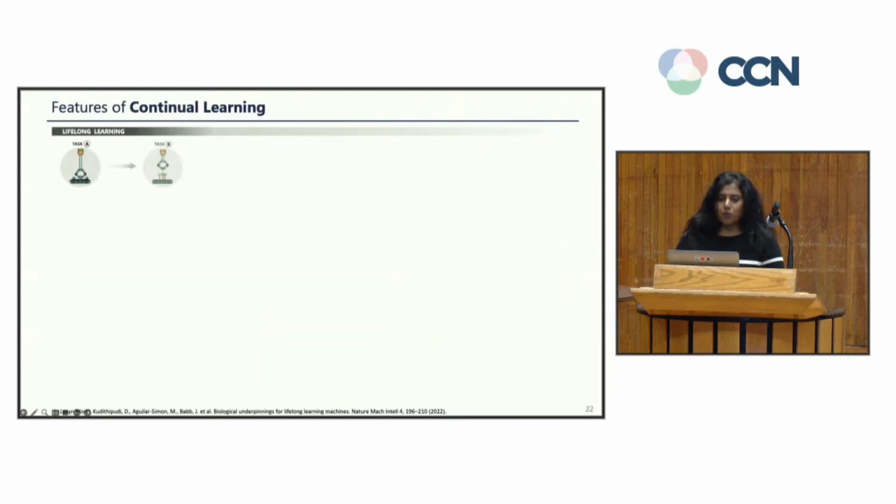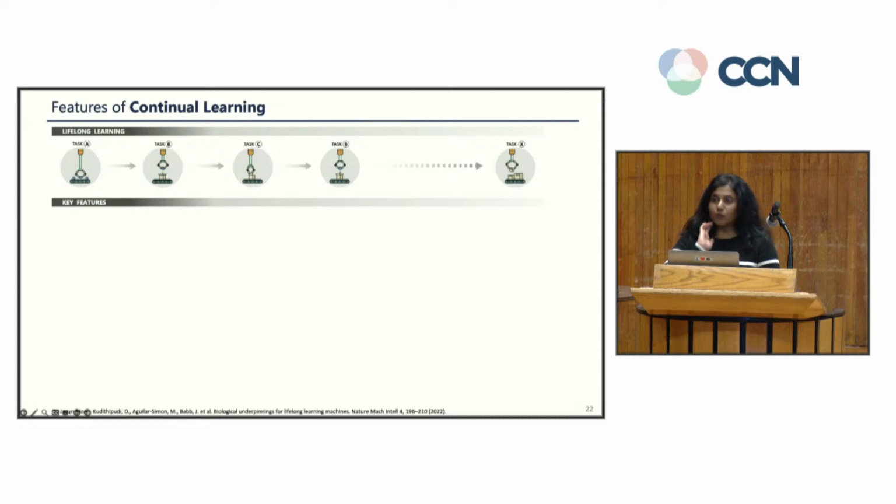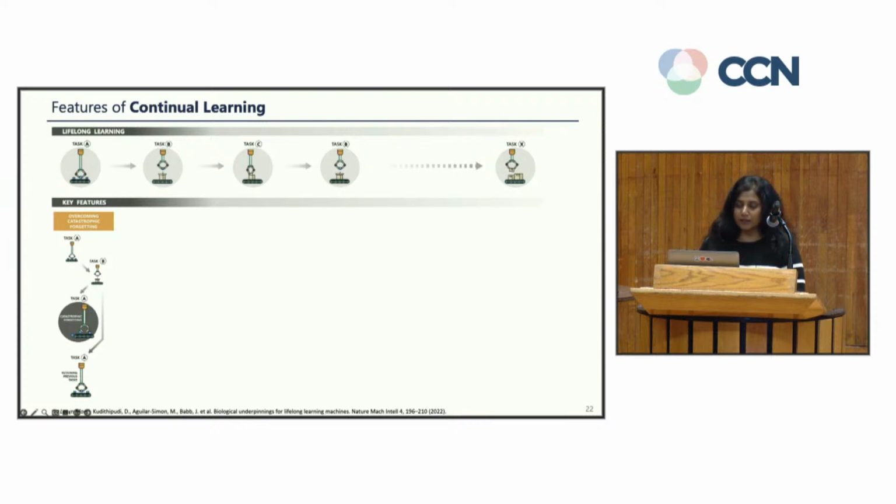So if you think of the features of continual learning, in this article we have published during the DARPA program, we've listed a set of key features that these lifelong learning systems should exhibit. And we would say continual learning systems should also support these features. So one of which I've already talked about, which is you don't want this model to catastrophically forget what it has learned in the past.